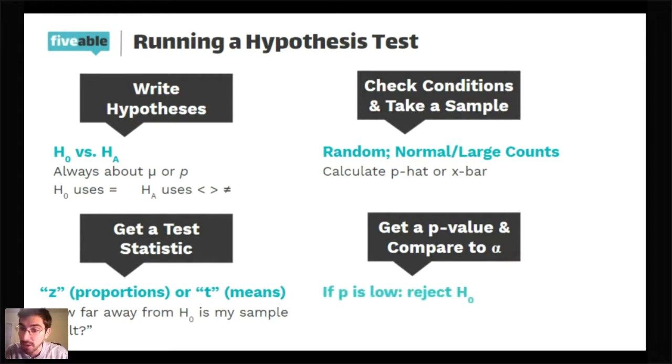And we can compare that test statistic and turn it into a p-value. And I see the hypothesis is always based on p. If you are running a z-test, yes, the null hypothesis will always be based on p, not p hat. And if you're running a t-test, it'll be mu instead of x bar. Always, always about the parameters.